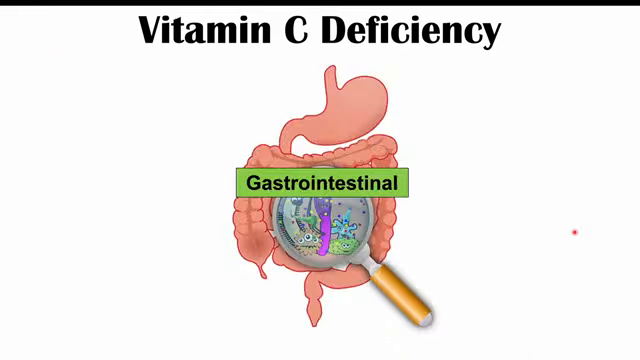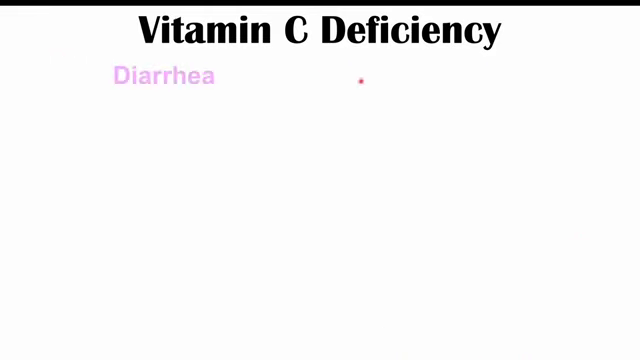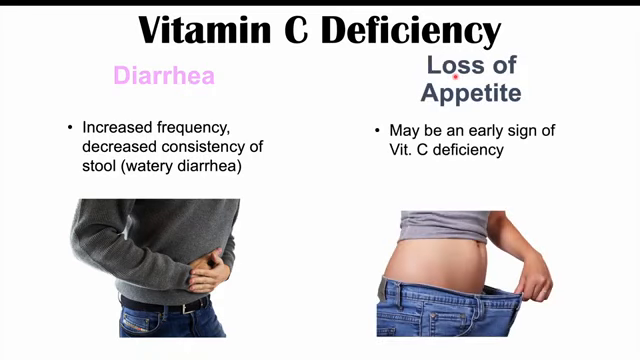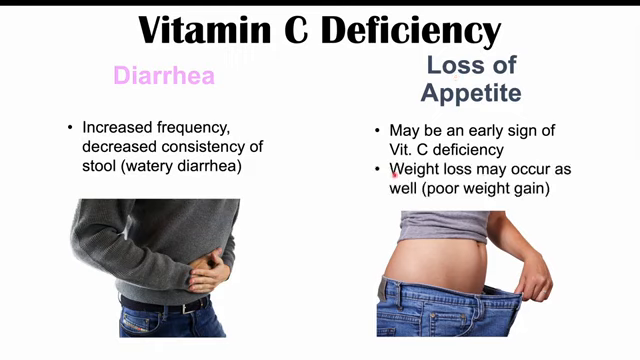And then there are gastrointestinal signs and symptoms as well, including diarrhea. So increased frequency or decreased consistency of stool, so watery diarrhea can occur. And there can be loss of appetite as well. Loss of appetite in vitamin C can actually be an early sign of vitamin C deficiency, and weight loss may occur, or poor weight gain.